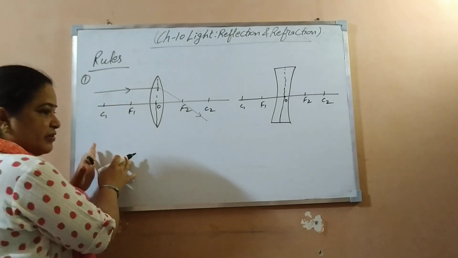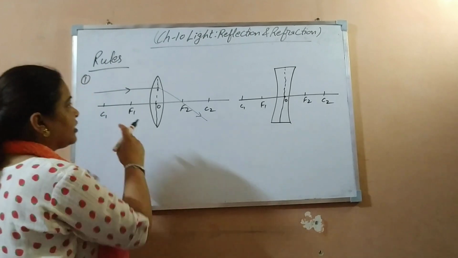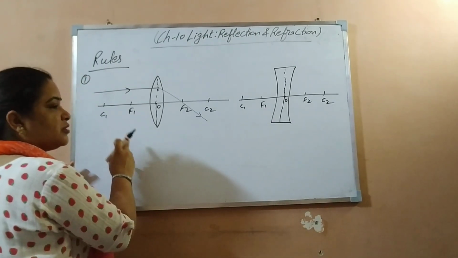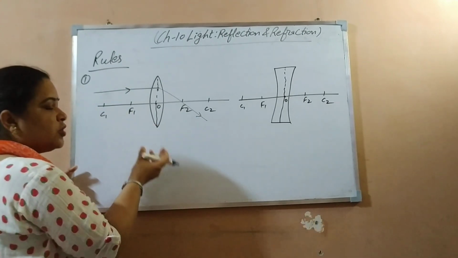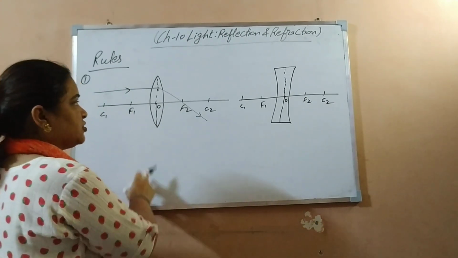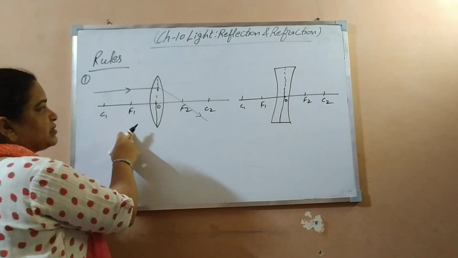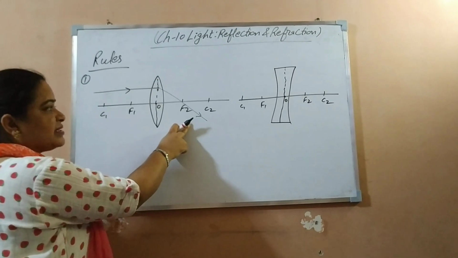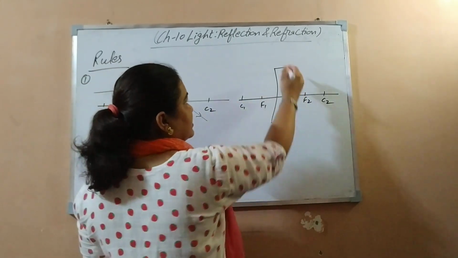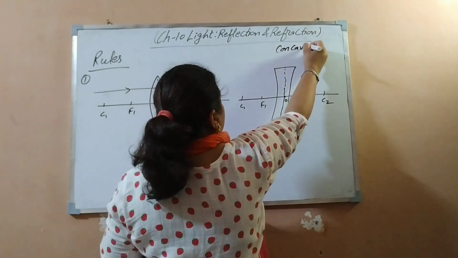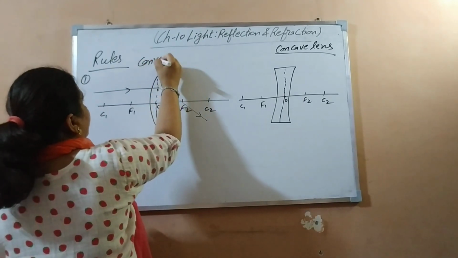There are infinite rays, but like in the mirror where we used two rays to locate the position of the object, here also we draw three rules, and out of the three rules we can use any two to locate the position of the object. So this is the first rule. If a ray from an object is parallel to the principal axis, after refraction from a convex lens, it passes through the focus. Now in the second case, this is your concave lens. This side we are doing for concave and here we are doing for convex lens.